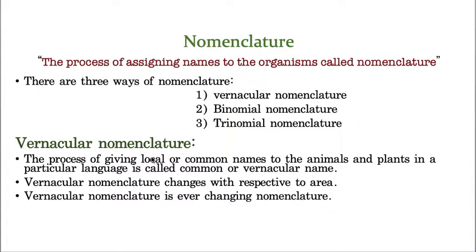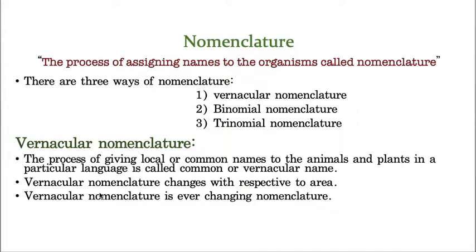If you are giving local names, for example, a person who is living in Mumbai will name it in Hindi, and a person who is living in Karnataka will use Kannada. That means it changes from one state to another, one region to another. That is the reason why vernacular nomenclature is not called a fixed nomenclature. It is an ever changing nomenclature. Hope you understand what is vernacular nomenclature.